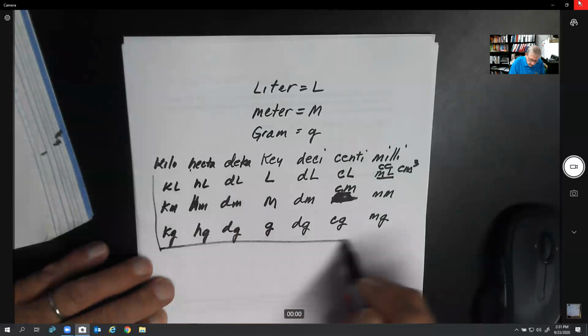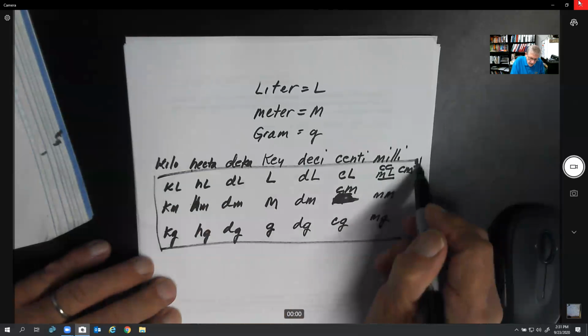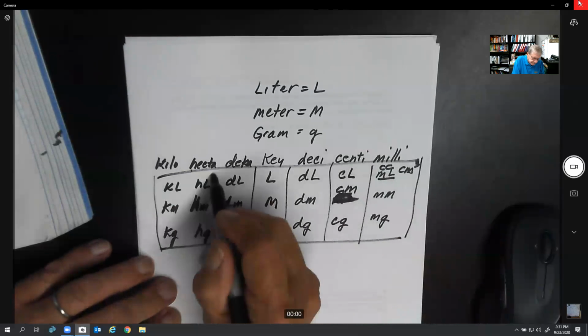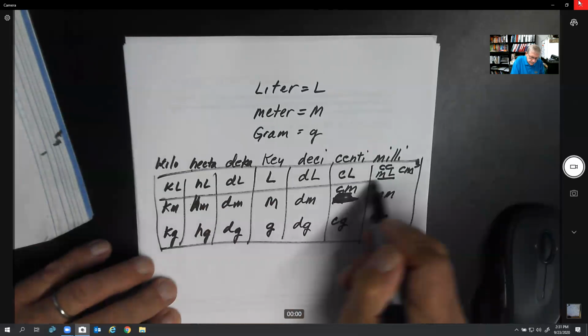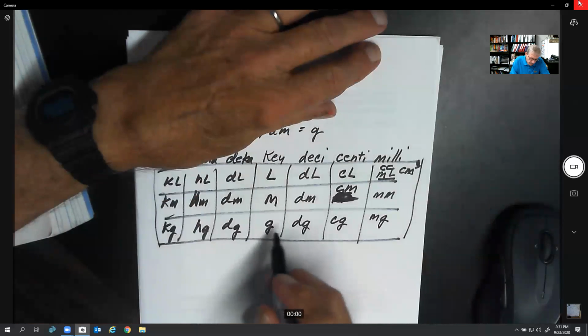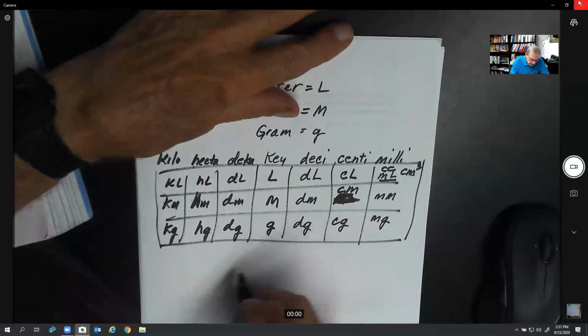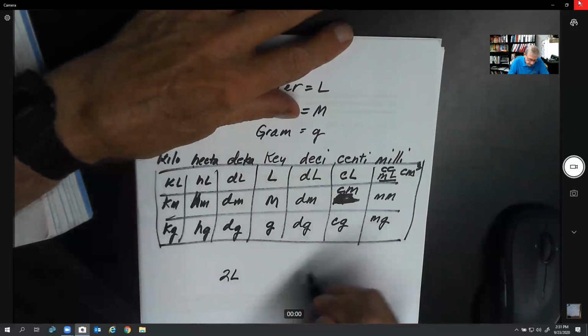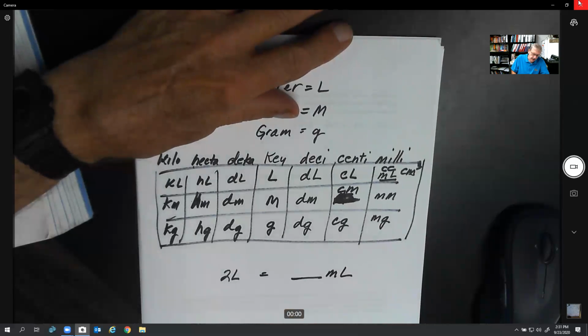We can make this a little table. Let me show you how this table works. Okay, we'll box it off. Let's say we have 2 liters, and we want to change that to milliliters. So 2 liters equal how much?